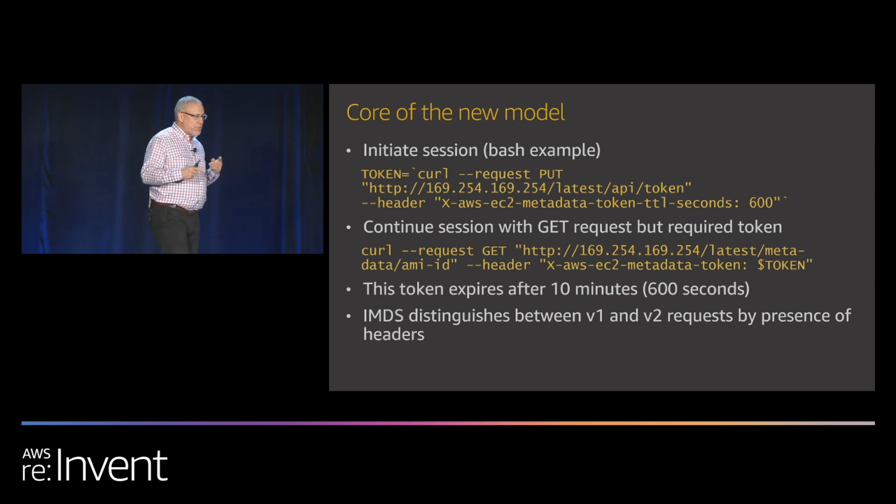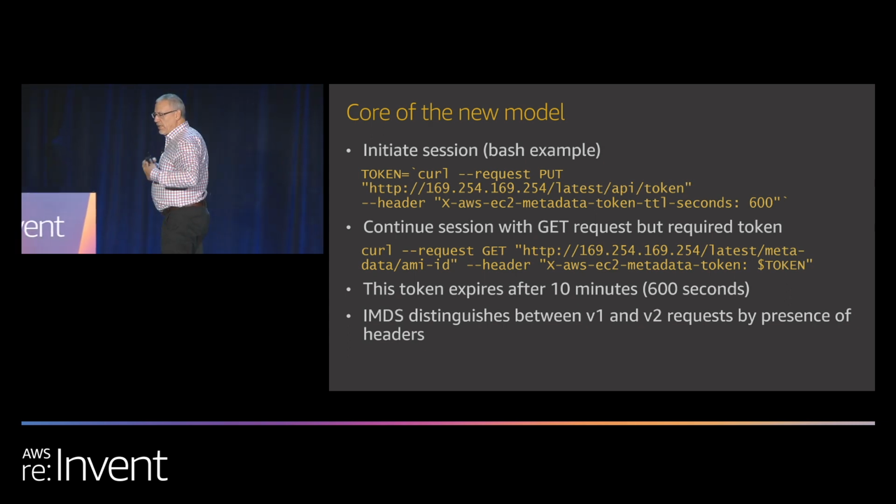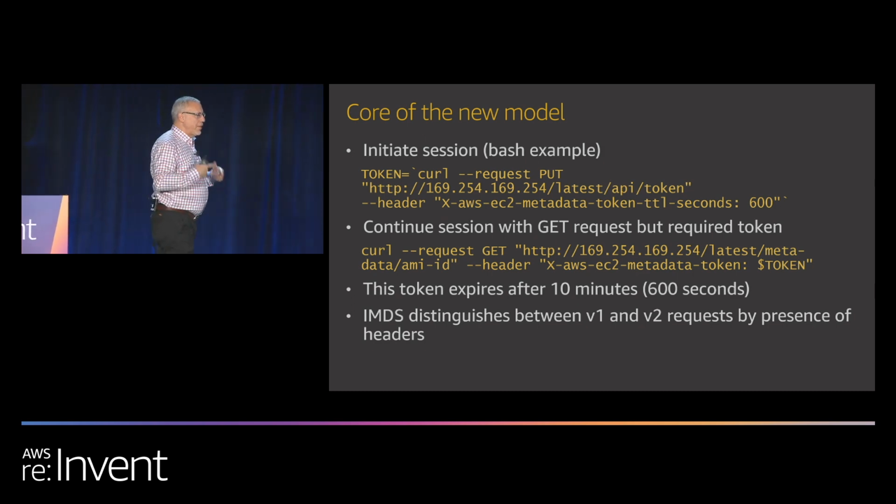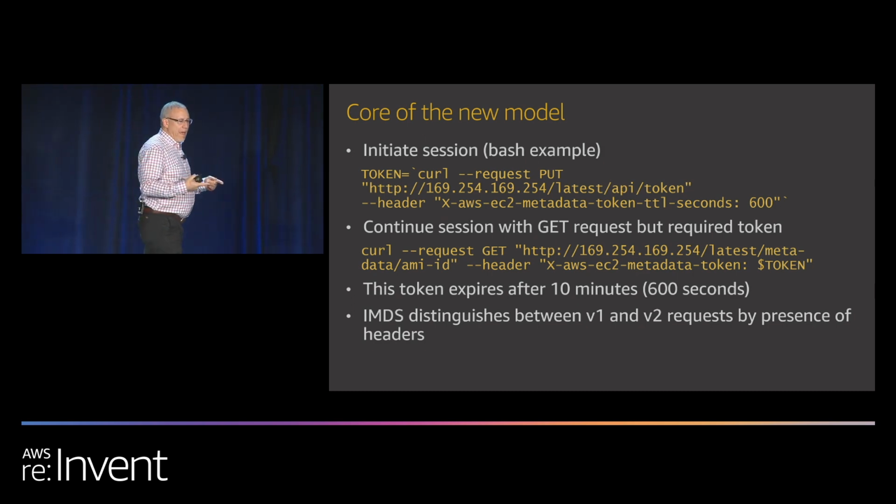Both version 1 and version 2 use the same link local address, same listeners, but my metadata service distinguishes whether you want to talk to me on V1 or V2 by the presence of these headers. Absence of the special headers, you're talking V1. Presence of the special headers, you're talking V2.